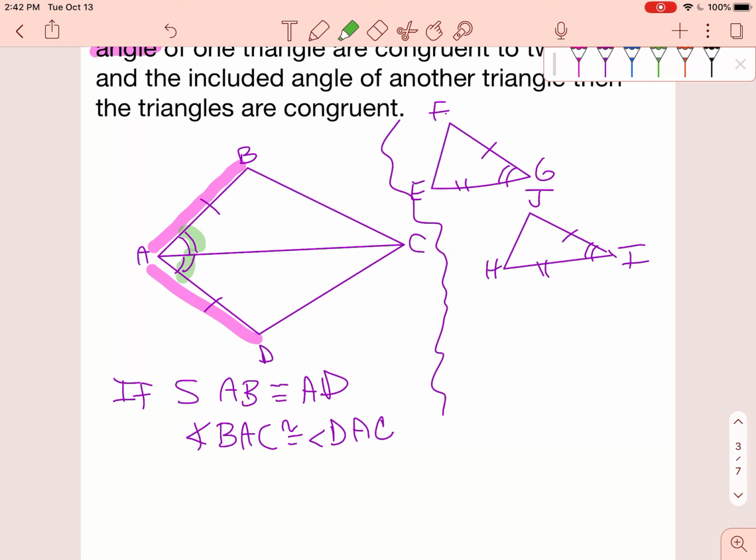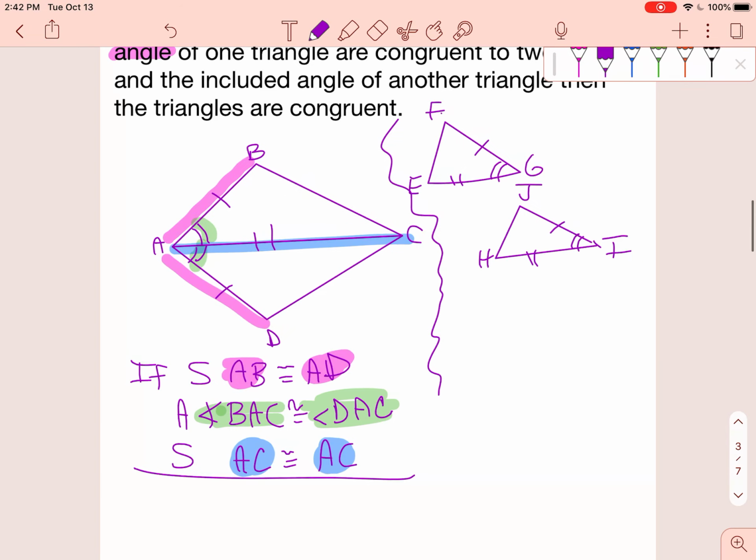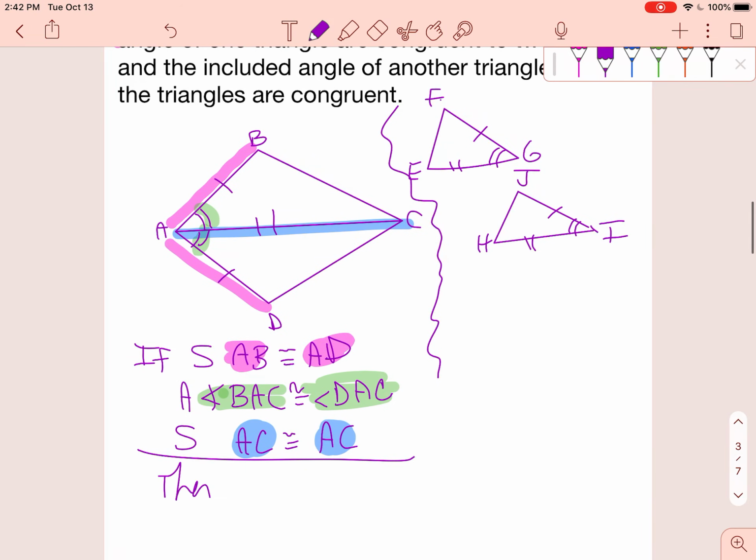So I have the pink sides are equal. I have the included green angles are equal. And now I need the other side, and I already have it because of the reflexive property. I know that AC is congruent to AC because any segment is congruent to itself. So I can now say then triangle ABC is congruent to triangle ADC.